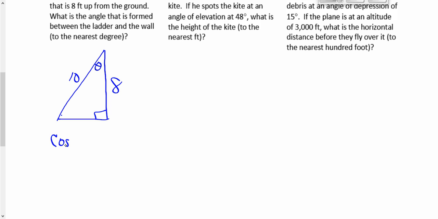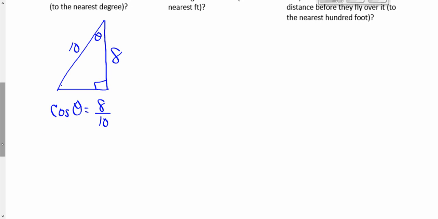Cosine theta equals, there you go. Everybody got that? Adjacent over hypotenuse. What do I do now? Take the inverse cosine of both sides.